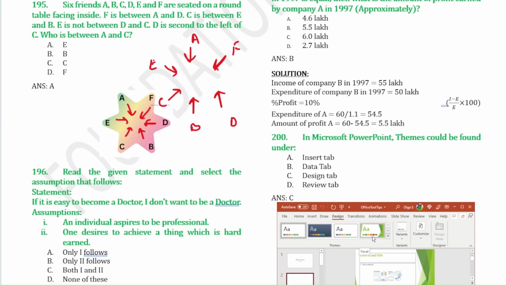E and B. Now, next is E is not between C and D. So E is not between C and D. So that means this is correct. This is the correct position of E. Then we have to find out who is between A and C. So between A and C, E is between A and C. That's why the correct option will be option number A.